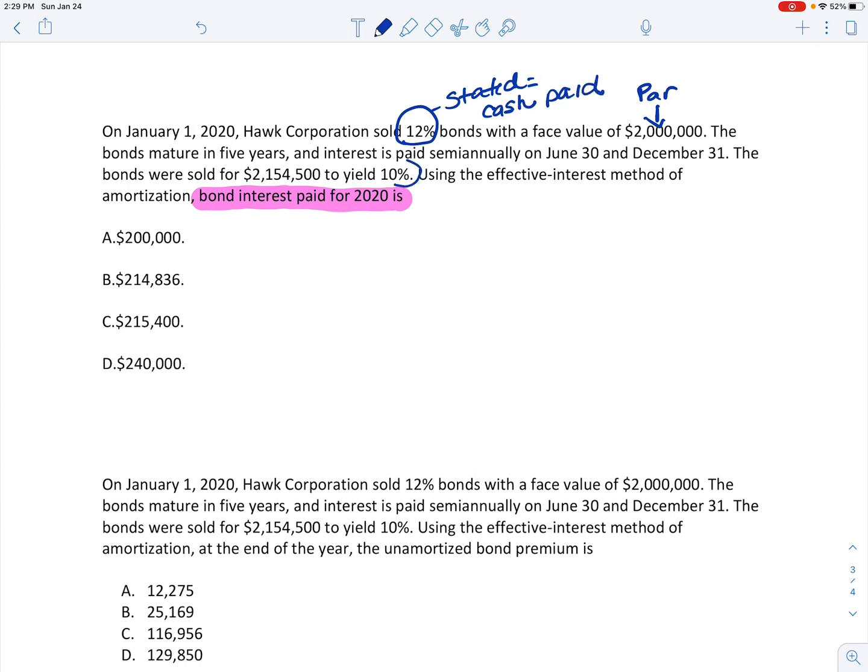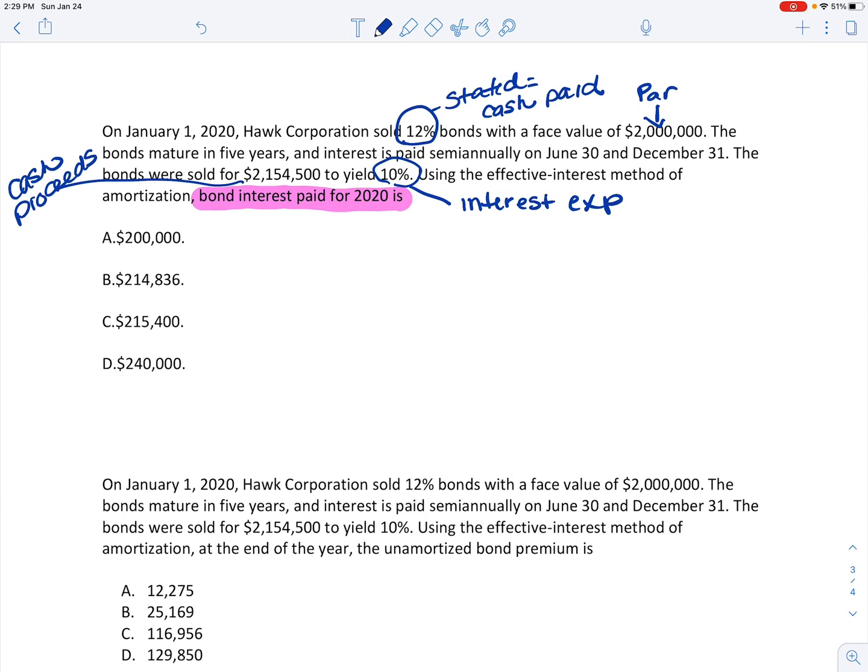And then I have my yield over here. That's going to be used to determine my interest expense. And then it shows me how much my cash proceeds were. I don't need all of that for this problem, but it's going to be helpful for you to start recognizing what each of those pieces mean and to pull them out each time so that it just becomes habit.